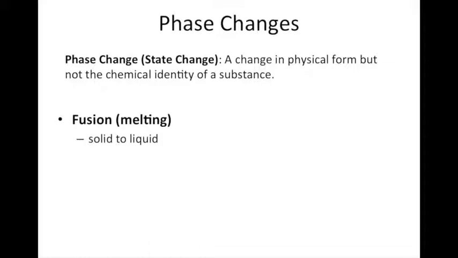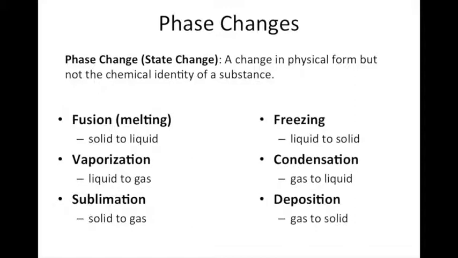So each phase change has a unique name. For example, solid to liquid, a substance converting from a solid to a liquid, is called fusion or melting. So take a minute and familiarize yourself with the names for each of these different phase changes. For example, a gas to a solid conversion is called deposition.